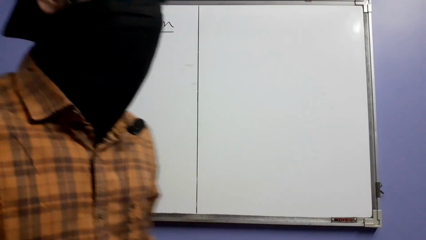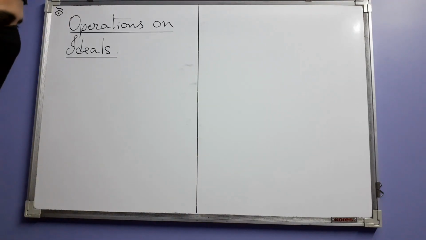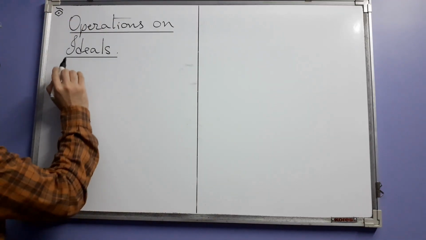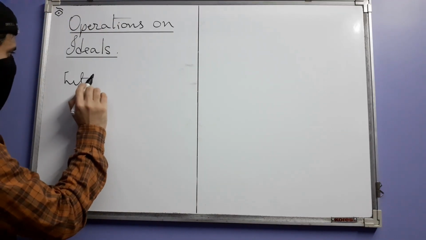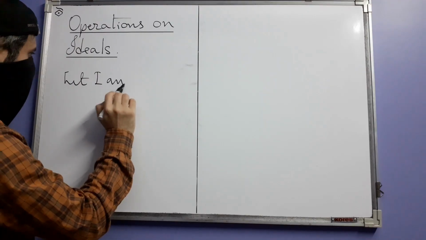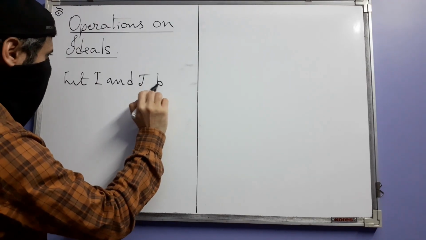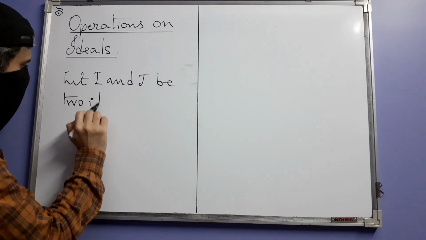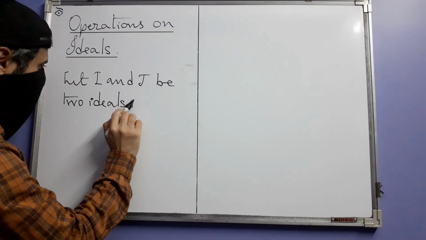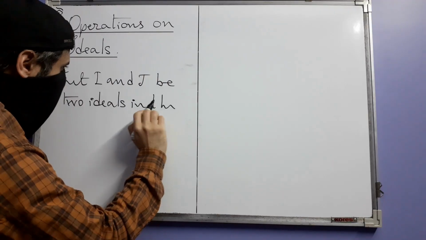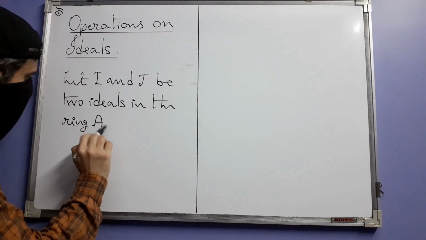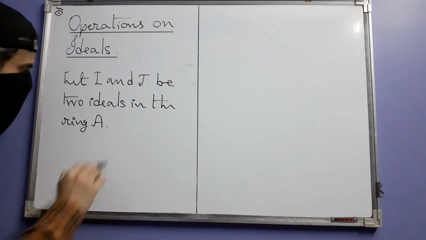Let us next see operations on ideals. Let's start our discussion by considering two ideals in a ring. Let I and J be two ideals in the ring A.